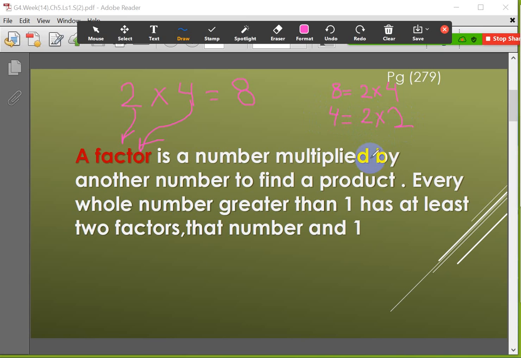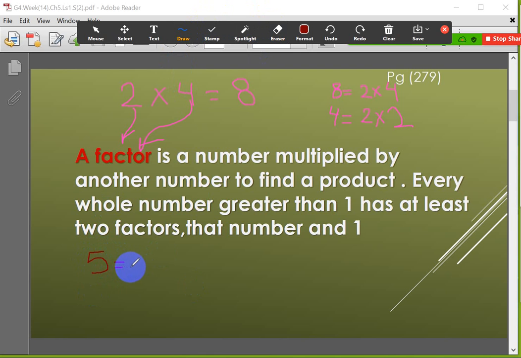Those are the factors. Now, I will write here, I will change the color now. And if I told you, give me the factors for 5.